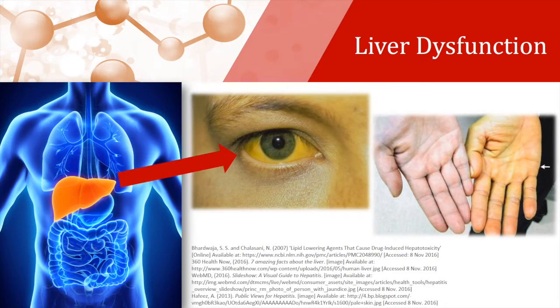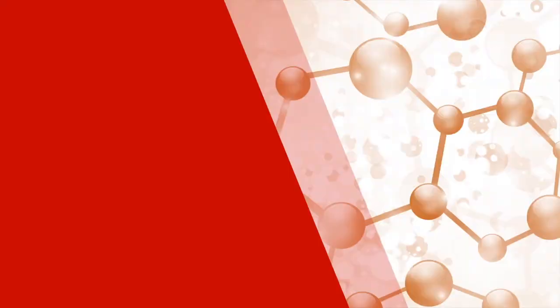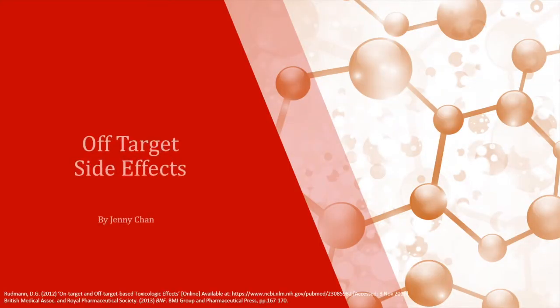It could also cause jaundice, which is a yellowing of the skin and whites of the eyes. This is one of the relevant consequences of liver dysfunction, so it is advised to be avoided by patients with liver disease. Moving on to the off-target side effects.